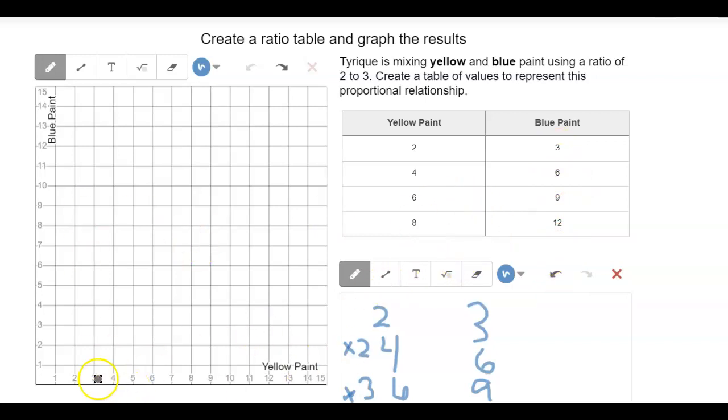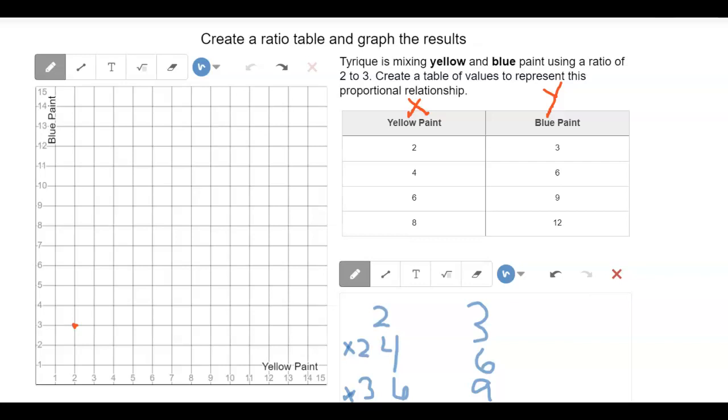So how do I plot? My first column is my X. So that's what we put at X, and we're going to put that one at the bottom. And my second ratio is my Y, and that goes up and down. Remember, X goes left and right, and Y goes up and down. So my first ratio I'm going to plot is 2 and 3. So I'm going to start at my origin, which is 0, 0. I'm going to go right 2, and then I'm going to go up to 3 and just draw a dot.